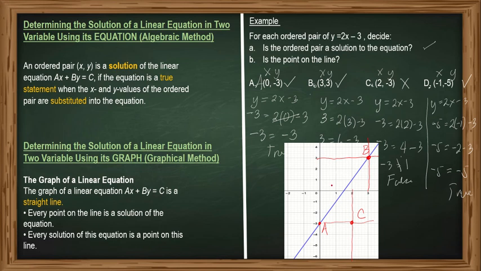Then lastly, we have point D. It has coordinates x is negative 1 and y is negative 5. It's found here. It's point D. Thus, points A, B, and D are the solutions of y equals 2x minus 3. I hope you understand.